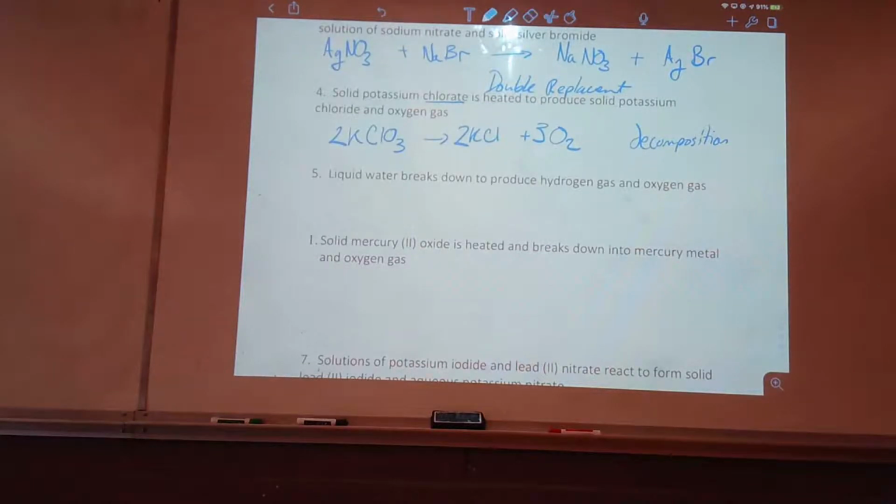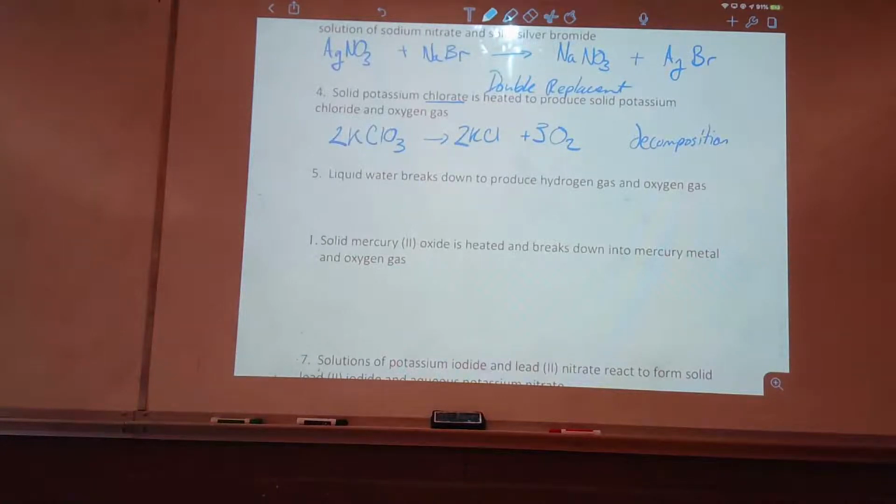What time is it? Do we want to introduce acid bases now, or do we want to just keep working on these today? How far have you got? Do you want more time to work on these? Can we actually do the next one? Okay, let's try the next one.